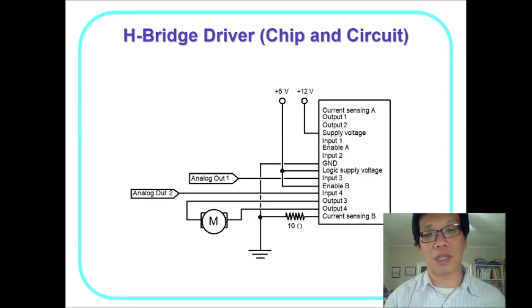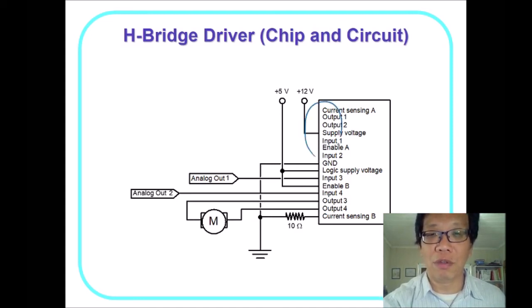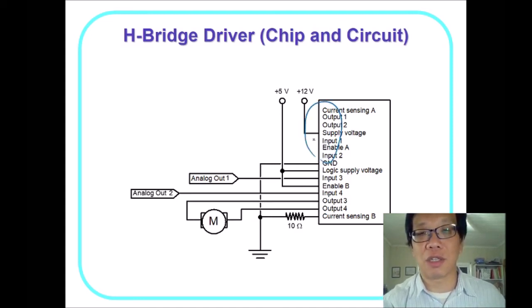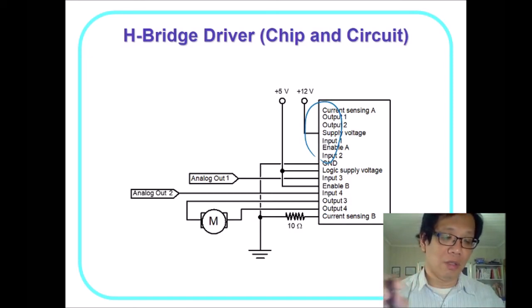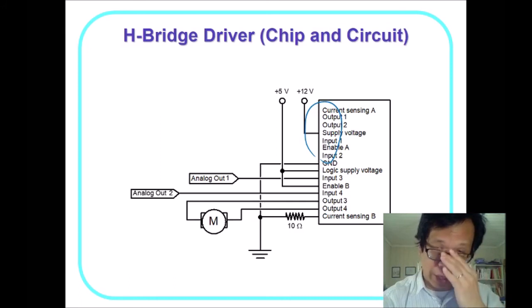So the basic idea is pretty simple. You put analog output 1 and analog output 2 to your Arduino board, and the rest can be connected in this way. This one over here can be used for a single motor. If you connect the other side of this chip, you can actually control another motor. So this can be a very handy circuit.